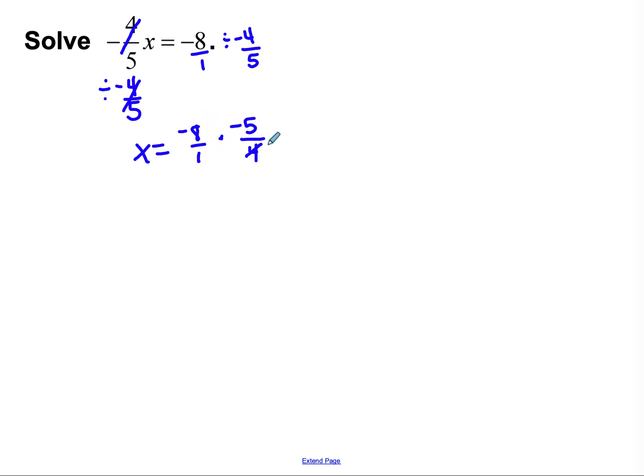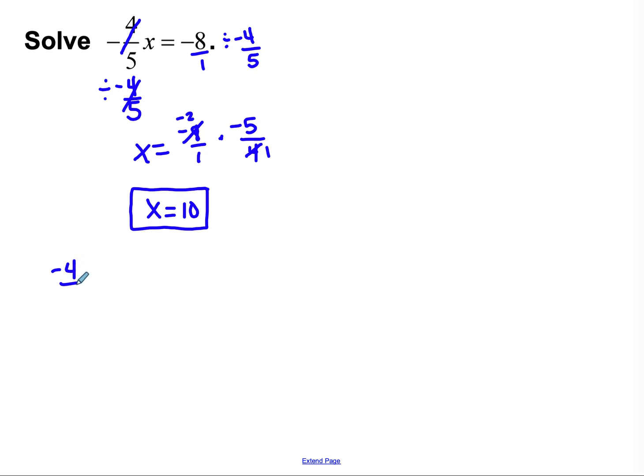4 divided by 4 is 1, and 8 divided by 4 is 2. Really, that's a negative 2 because it was a negative 8. And then I can multiply straight across. Negative 2 times negative 5 is positive 10. 1 times 1 is 1. So my answer there is going to be x equals 10. Now, they didn't ask me to check. I'm going to go ahead and just show you what the check would look like here.